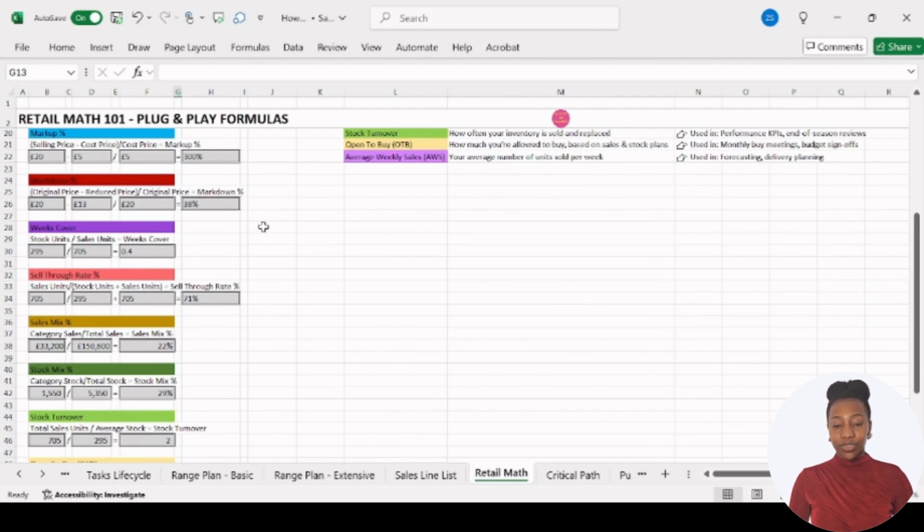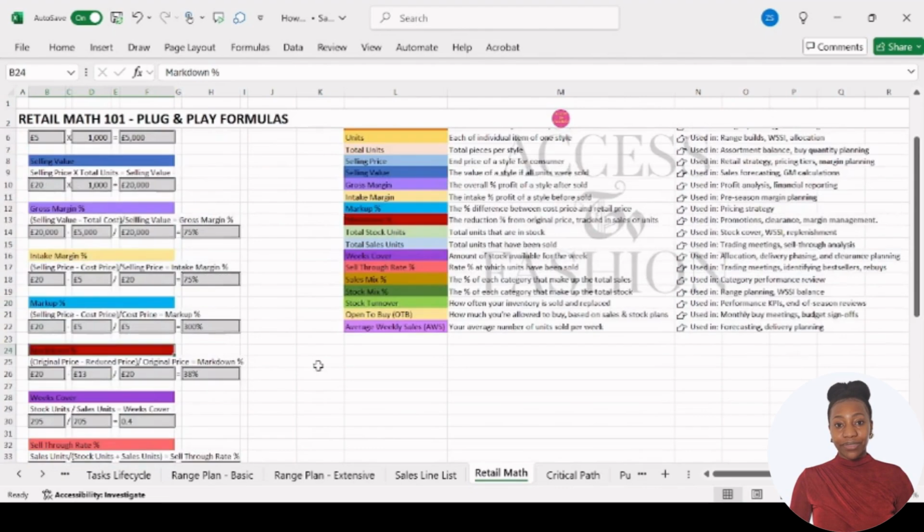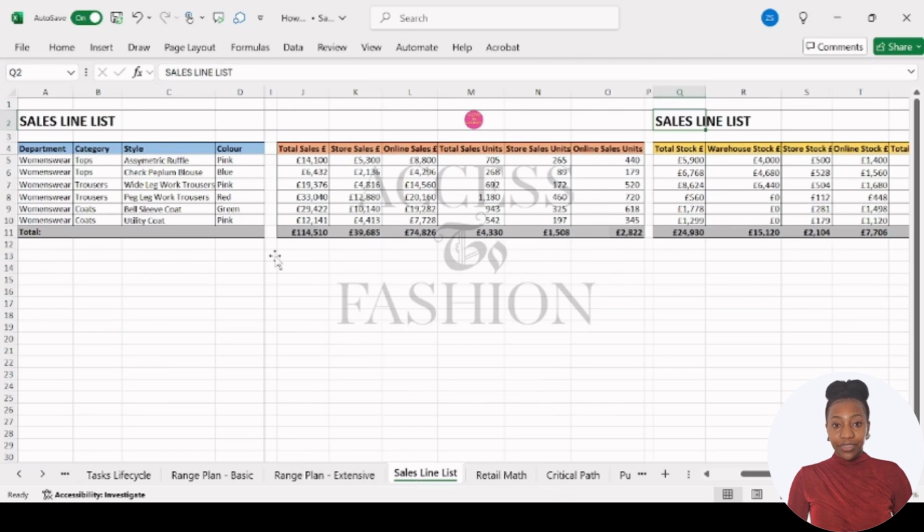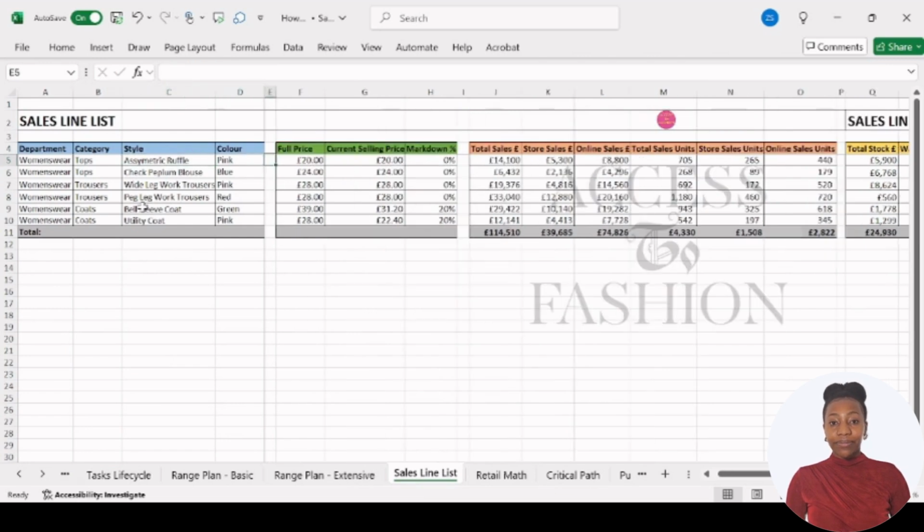And so what we're doing now is we're getting into the sales end of things. So we've been looking at the range plan for a lot of these initial formulas. Now we're in the selling period, in season. And so we're going to look at your sales line list for that top. So let's go on to the sales line list. We can see the asymmetric ruffle top.